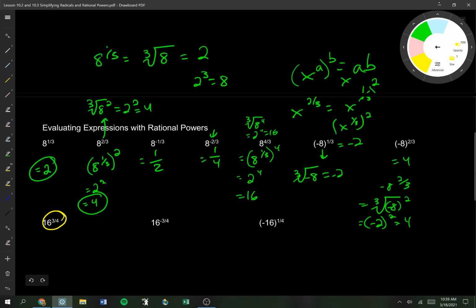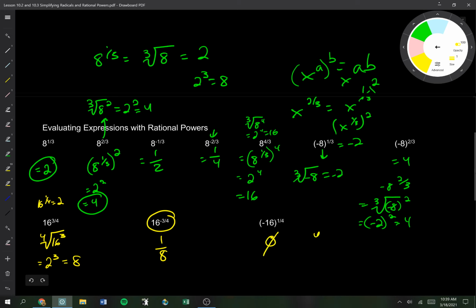If I want to find 16 to the 3/4, I can think of this as being the fourth root of 16 cubed. And the fourth root of 16 is 2. In fact, that's just worth me thinking about. Okay, 16 to the 1/4 is 2. So 2 to the third is 8. 16 to the 3/4 is 8. Well, then 16 to the negative 3/4 is 1 over 8. Flip it over.